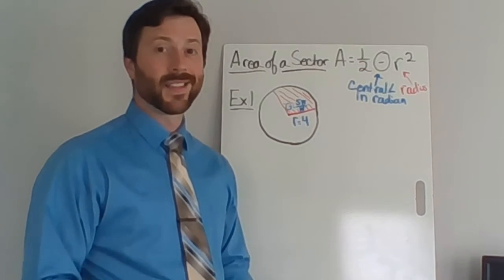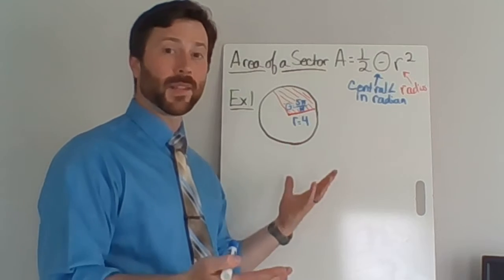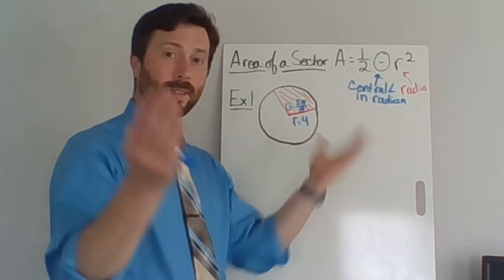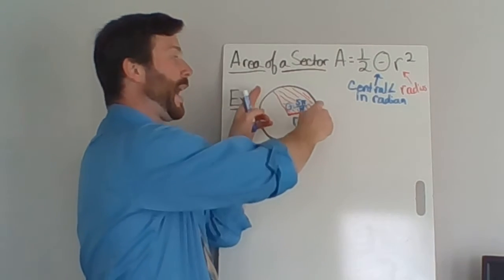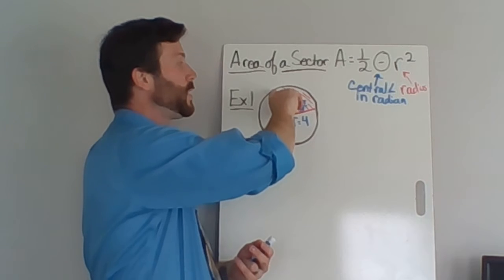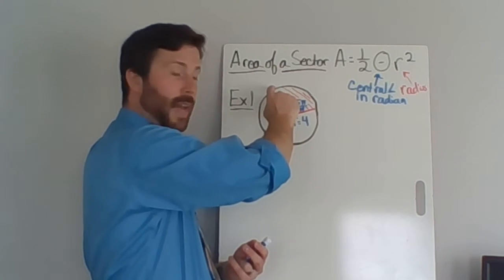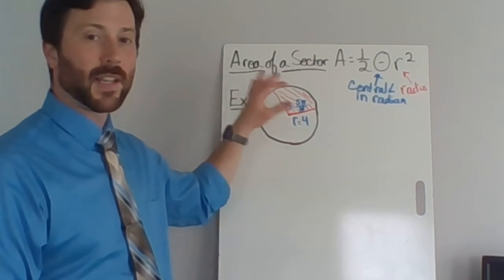Now, first off, what is a circular sector? Basically, if you consider the circle to be a pizza, a circular sector is a slice of that pizza. You have these two radii coming from the center, going out to the edge of the circle, the circumference, and then this circular arc goes from this radius to this radius. This shaded region in the middle, that is a circular sector.